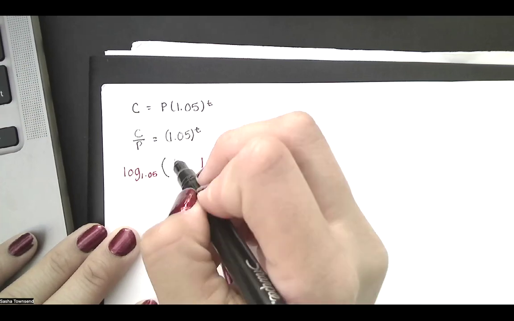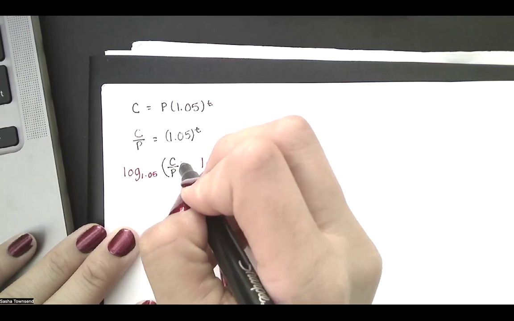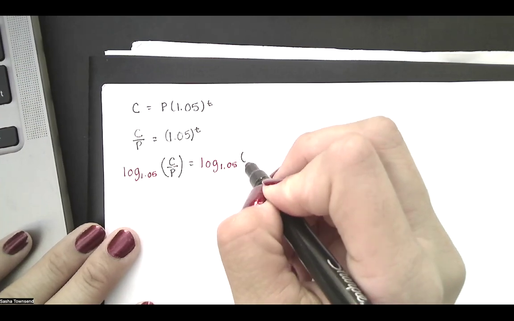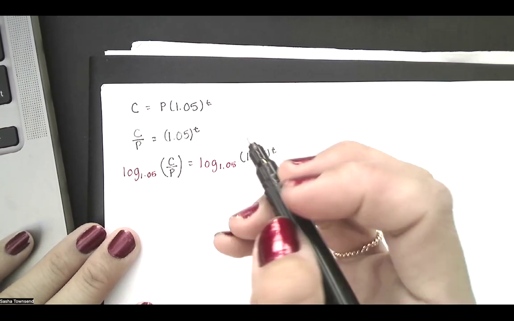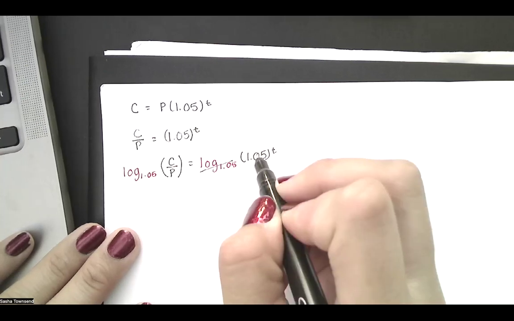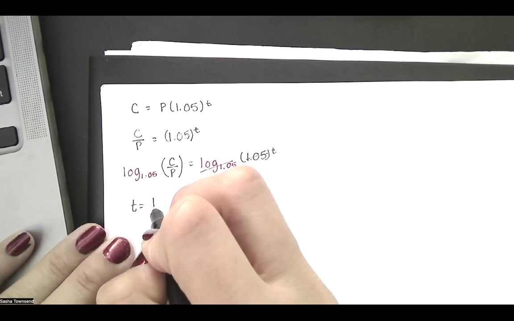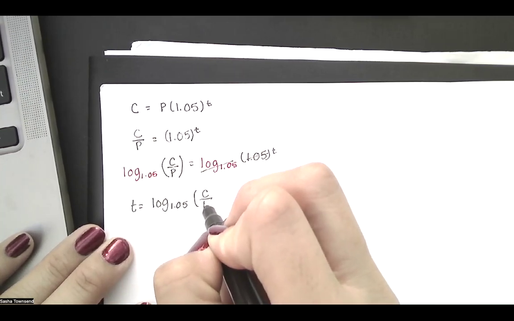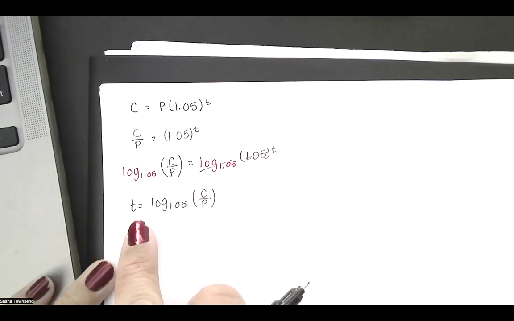So you've got log base 1.05 of c divided by p equals log with base 1.05 evaluated at 1.05 to the t. Those are equal to each other, but because this function and the corresponding exponential function undo each other, we get just a t on the right-hand side. So t is equal to log base 1.05 of c divided by p. You say, okay, well, what does that mean? Well, t is the number of years.